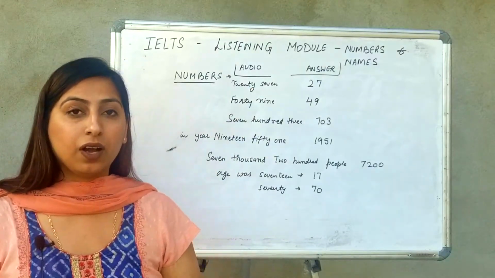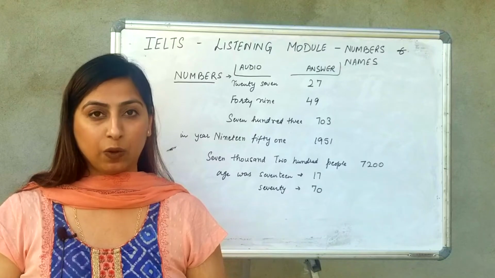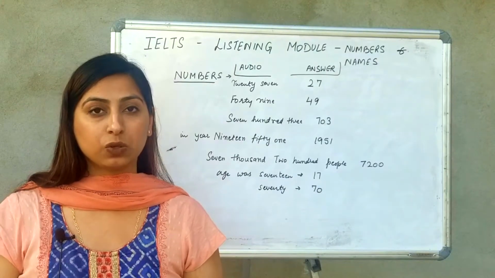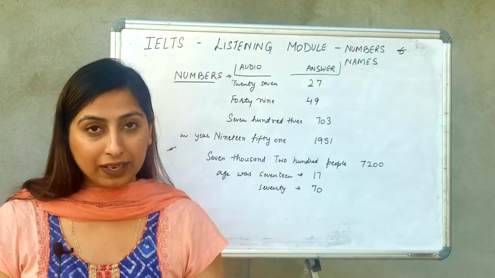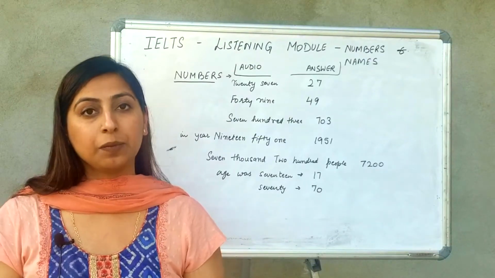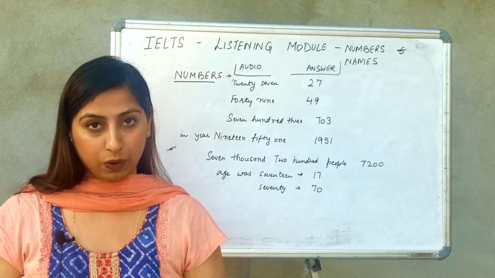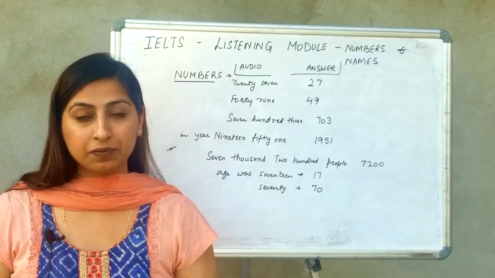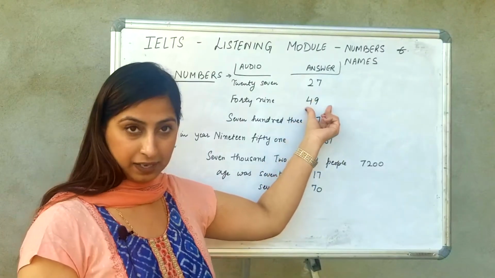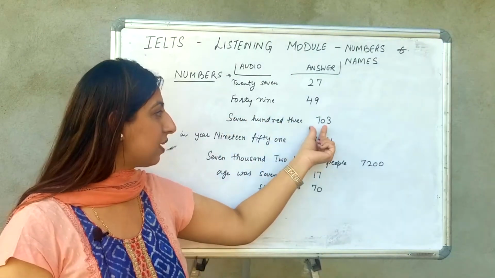27. They will speak like this, 27. So you must know the accent, you must be comfortable with the accent, and you must practice a lot with the numbers before giving your exam. So it's just an example, like 27. The next one is 49. So you need to write 49. 703. So it is 703.